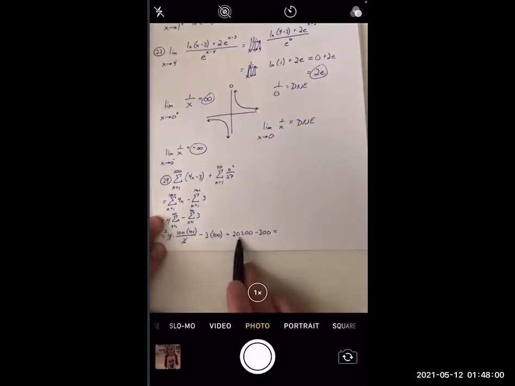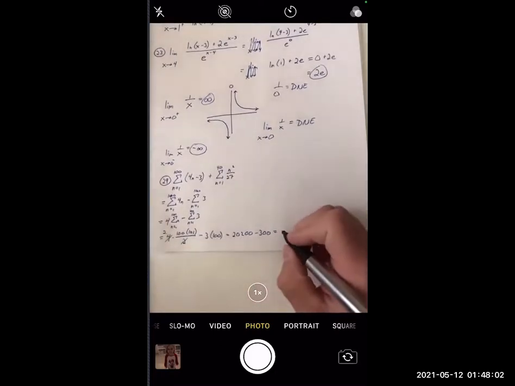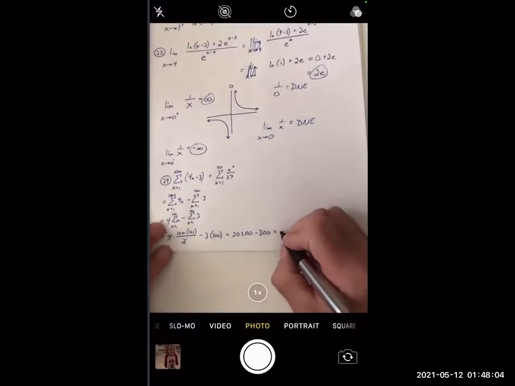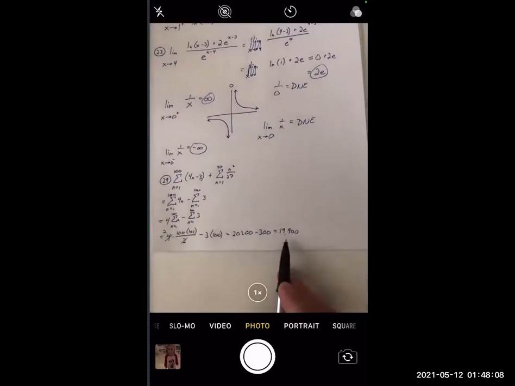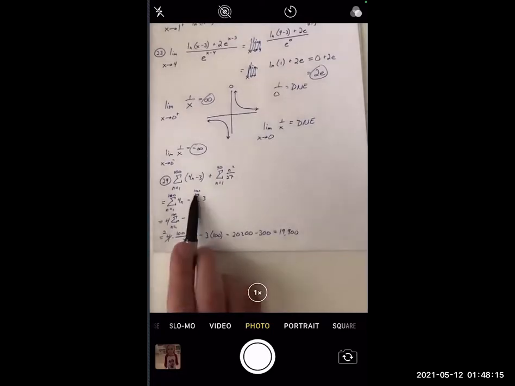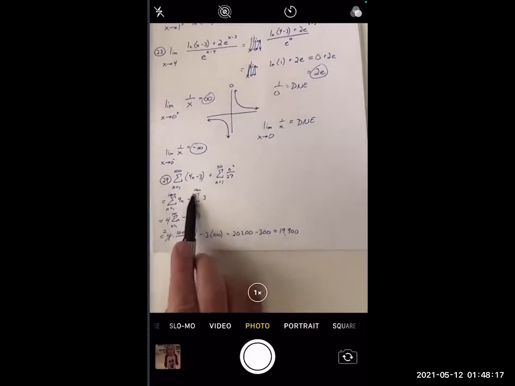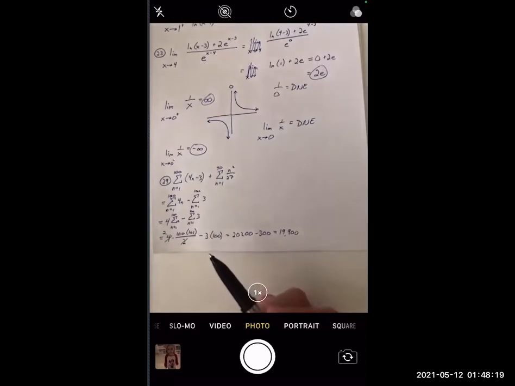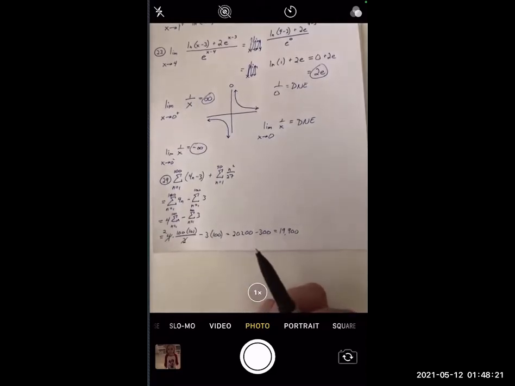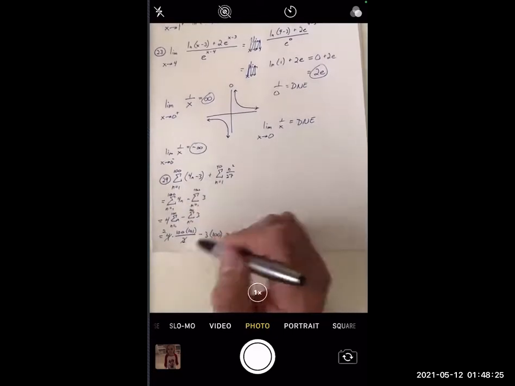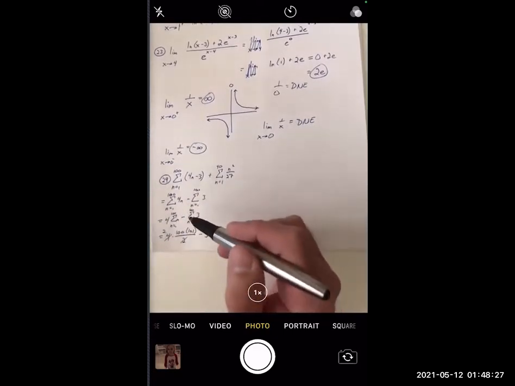So 20,200 minus 300 is 19,900. So most people came up with that. If you didn't, one of the errors I saw was some people changed this top number to something else. I think that was just by accident. There was some accidental arithmetic happening.